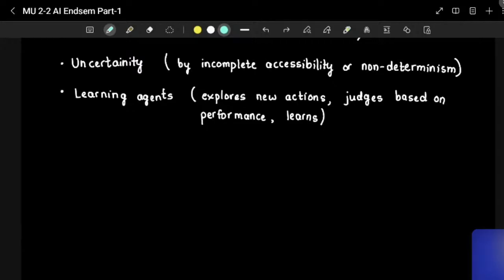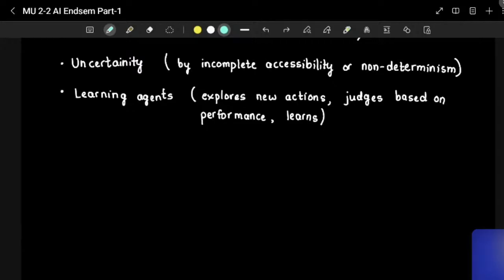And non-determinism. As you've just seen, if whatever you do, you won't be able to predict what the next state of the environment is going to be, that's non-determinism. And if you have non-determinism, you cannot be certain as to what the next state is going to be by definition. So uncertainty, that is also very easy.